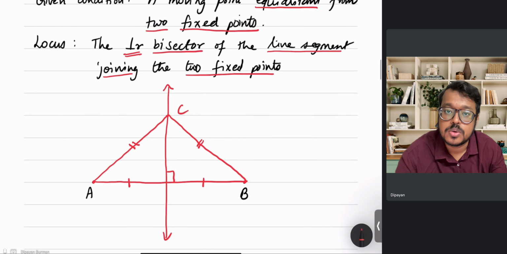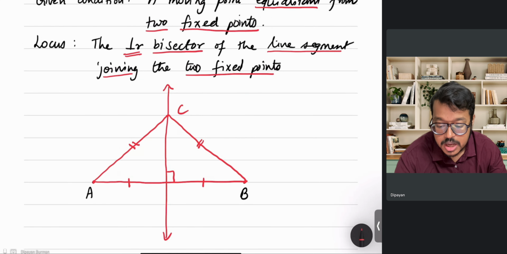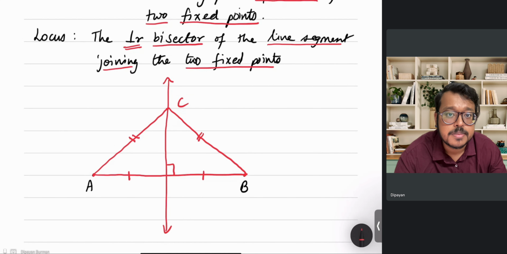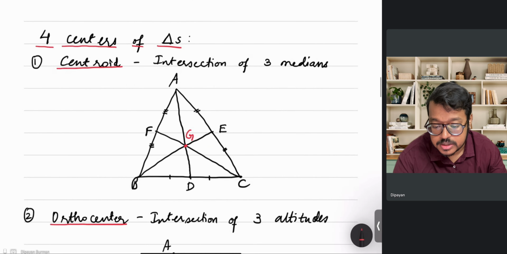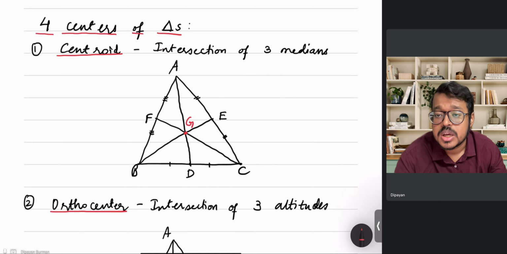So these are the three locus theorems that you need to know. Now there are a couple of more concepts which are somewhat related. The concept which is quite important for you to know is about four centers of triangles. So if I take any triangle, I can talk about four different types of centers. So the first center is the centroid of a triangle. Now centroid is the intersection of three medians.